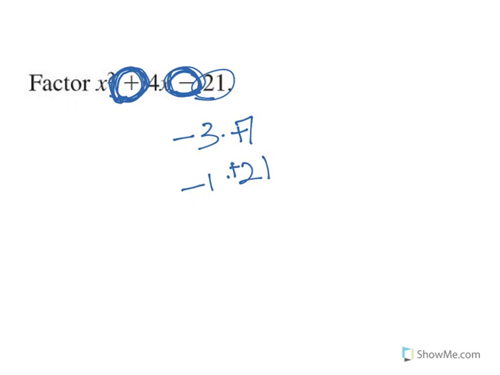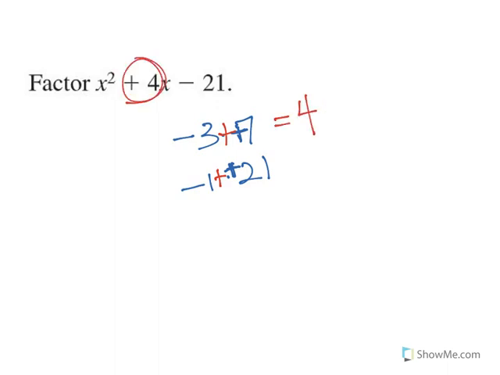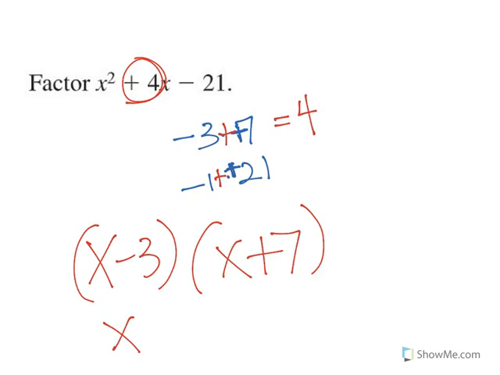If B is positive, then the bigger one is positive and the smaller one is negative. Okay, I'll say that again. If B is positive and C is negative, then the bigger one gets to be positive, okay? Pretty sure I have another example like that, so we'll keep going. And then, of course, add them up. So negative 3 plus 7 equals 4. Well, that's what we're looking for, right? Positive 4. Okay? And so we've got x minus 3 and x plus 7. And, of course, you could write that x plus 7, x minus 3. That works.